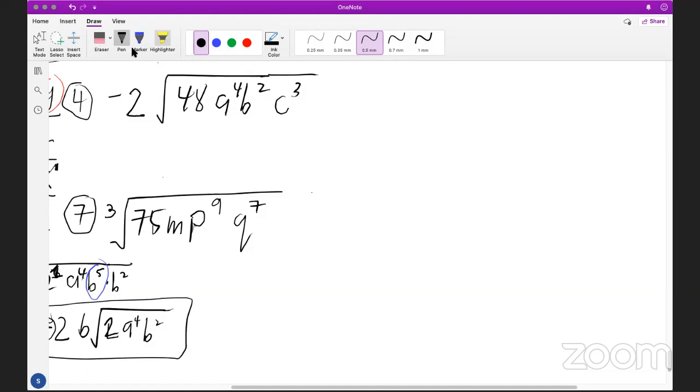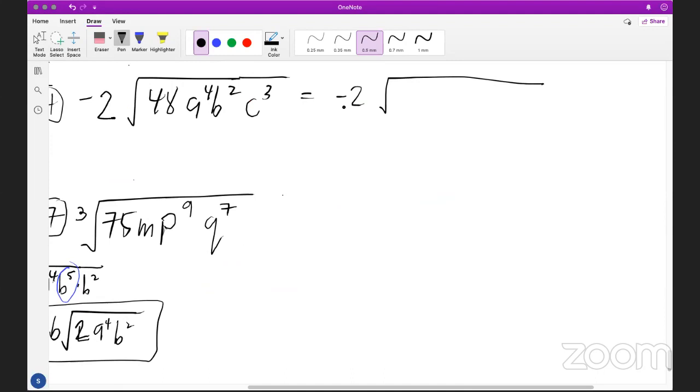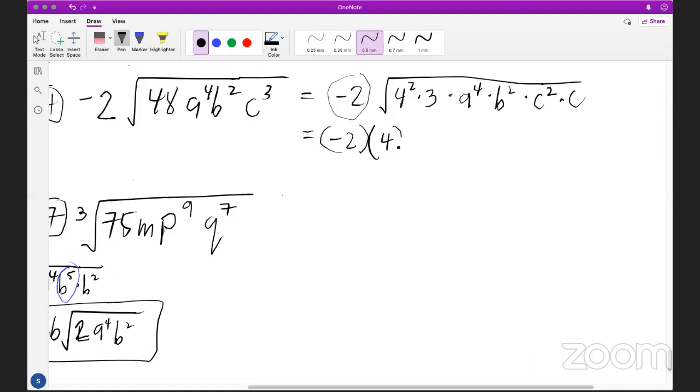Okay, how about here? This is equal to negative 2. 48. We have the same as earlier. Our 48 is 4 squared times 3 a raised to 4. It's a perfect square, so that's okay. B squared is also a perfect square. This c cubed, we can split into c squared and c. So what can we take out here? Take note, you already have a negative 2 there initially. This one, when we take it out, the square root of 4 squared is equal to 4. This one we take out, a squared. This one we take out, it becomes b. This one we take out, it becomes c. Times, what are the ones left? 3 and this c.